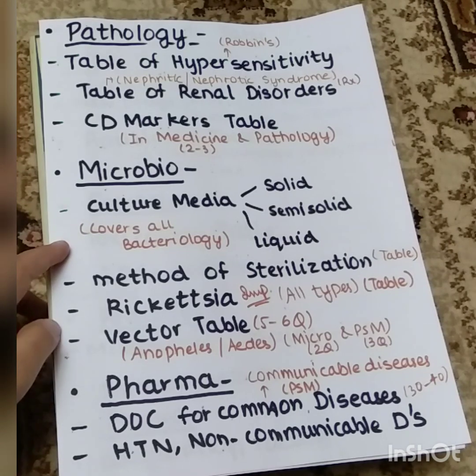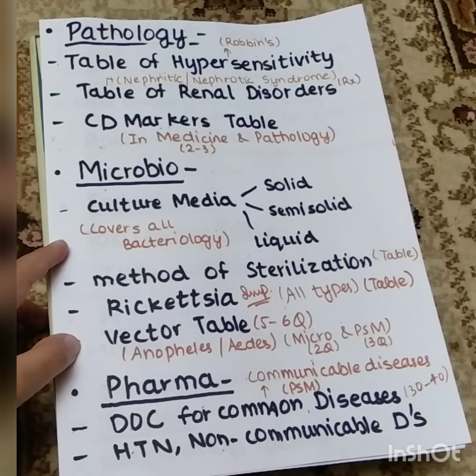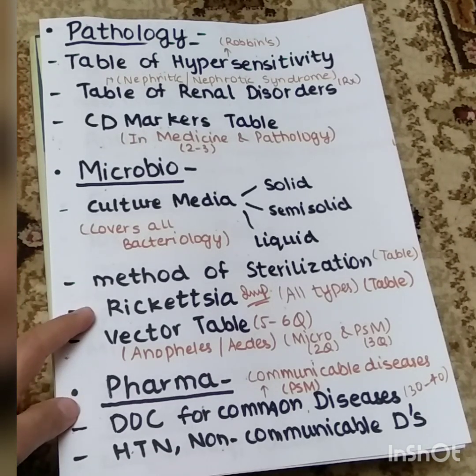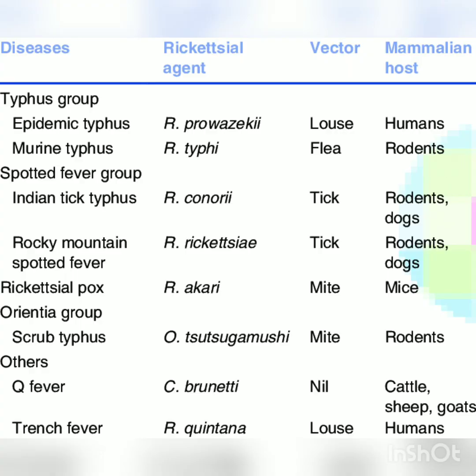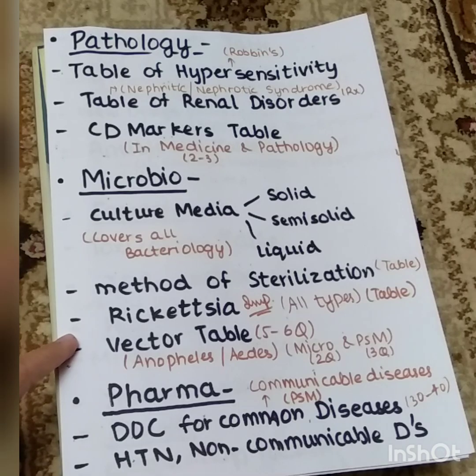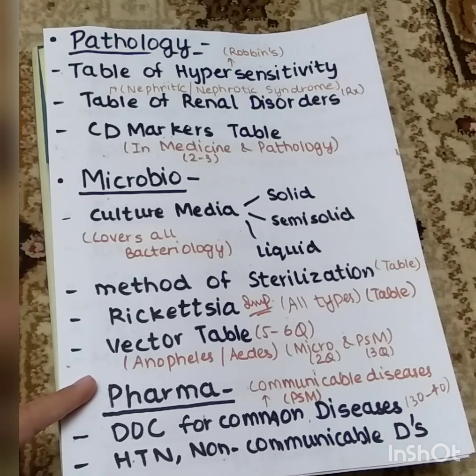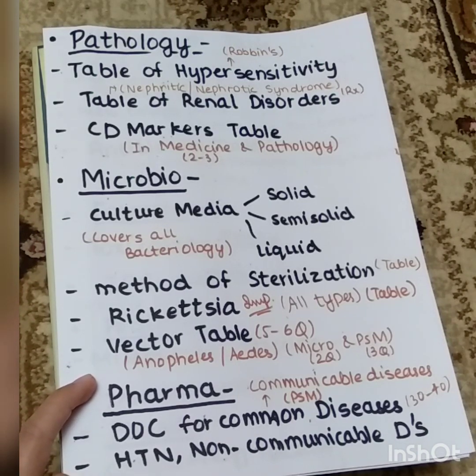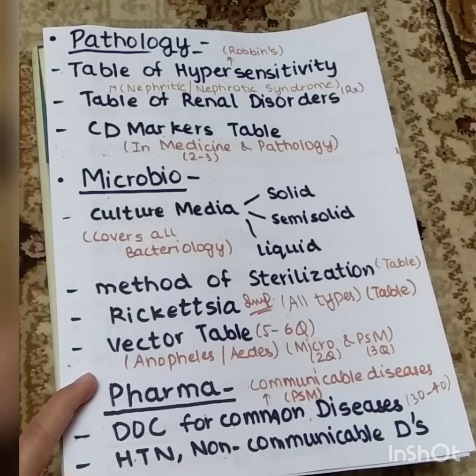Next subject is microbiology. In microbiology, culture media: solid, semi-solid, liquid. It covers all bacteriology. Method of sterilization, its table. Next is rickettsia. I will show you in the picture. All types of rickettsia you need to prepare. Next is vector table like Anopheles. It is asked in microbiology and PSM both.